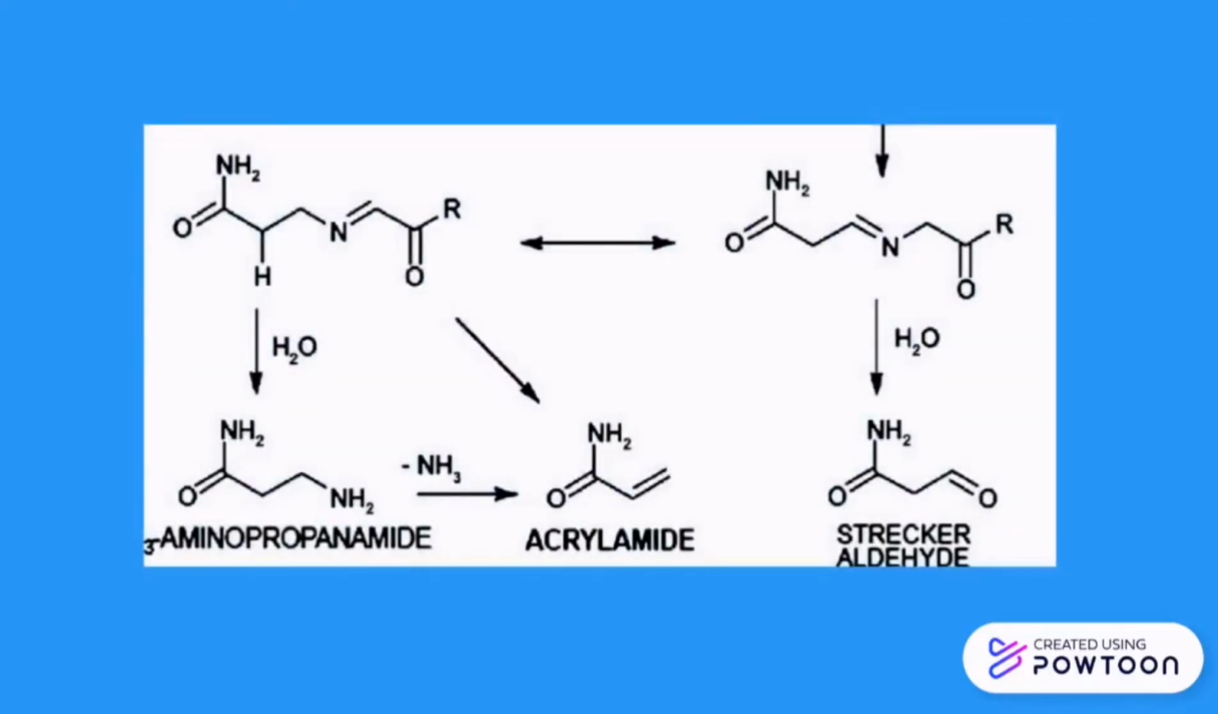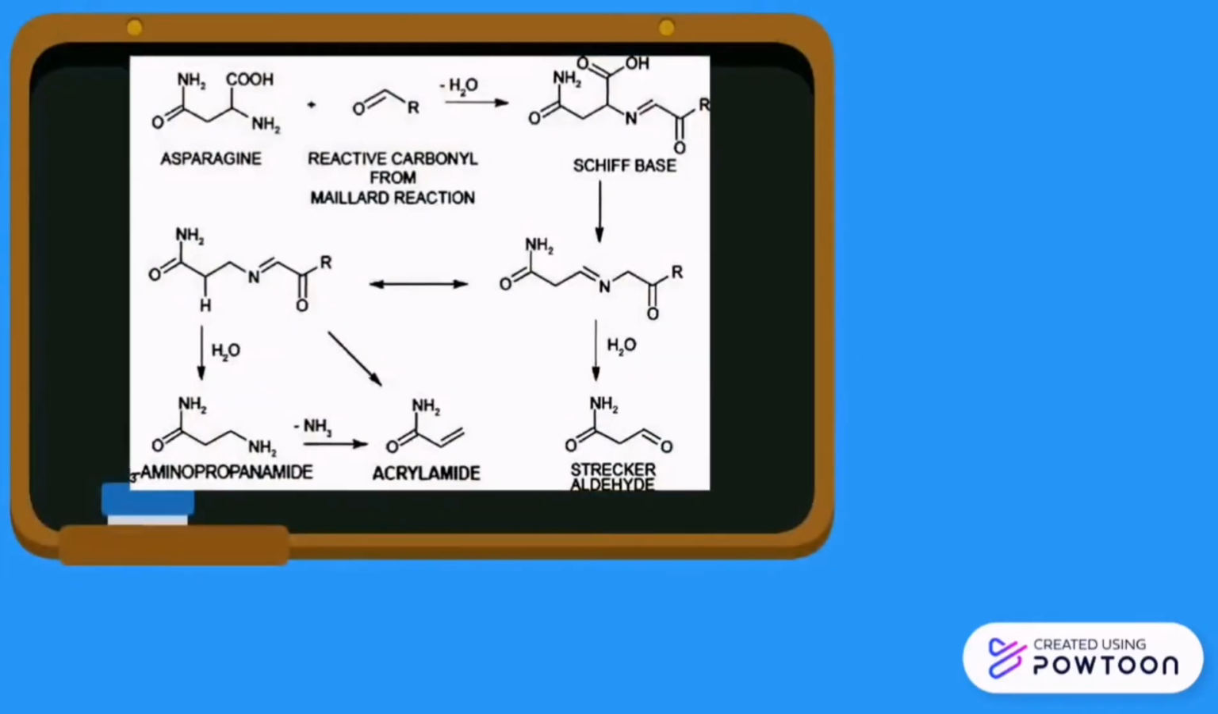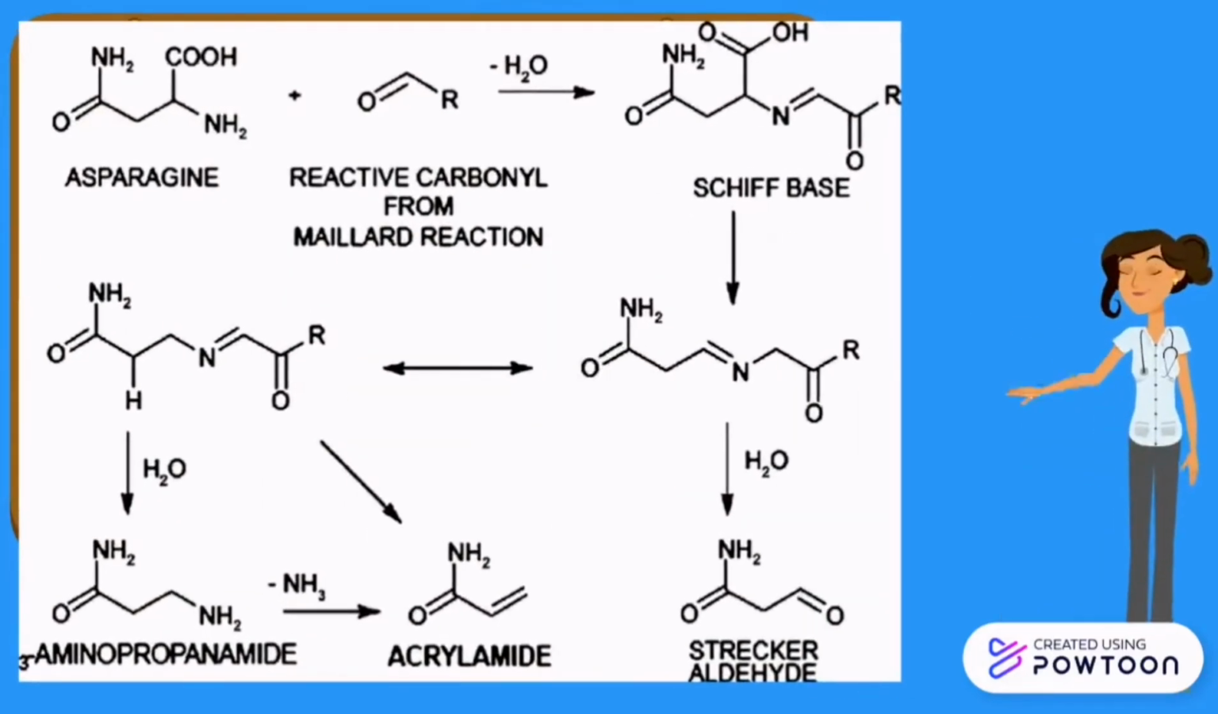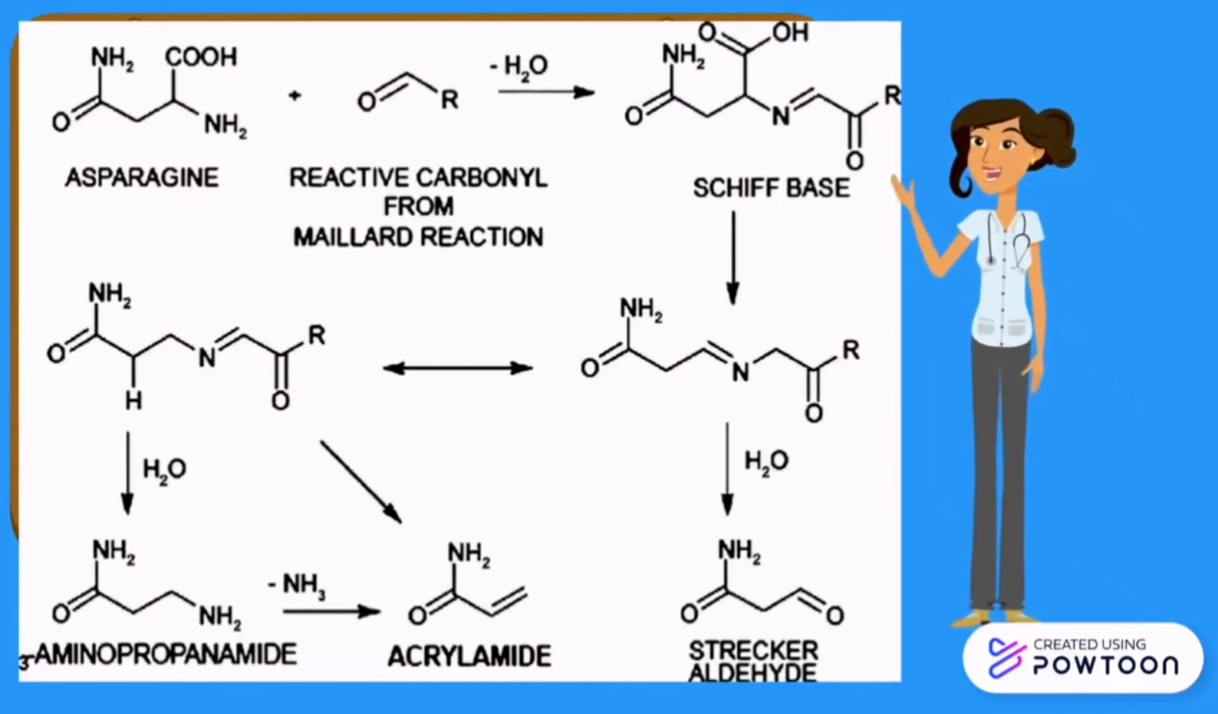Lastly, the decarboxylated Schiff intermediate will be hydrolyzed with the presence of heat to form 3-aminopropionamide. The 3-aminopropionamide will then be further degraded via the elimination of ammonia to form acrylamide. Alternatively, decomposition of the decarboxylated Schiff intermediate could also occur to form acrylamide via the elimination of amine. That's all for the process of acrylamide formation. Once again, this is the overall process at a glance.